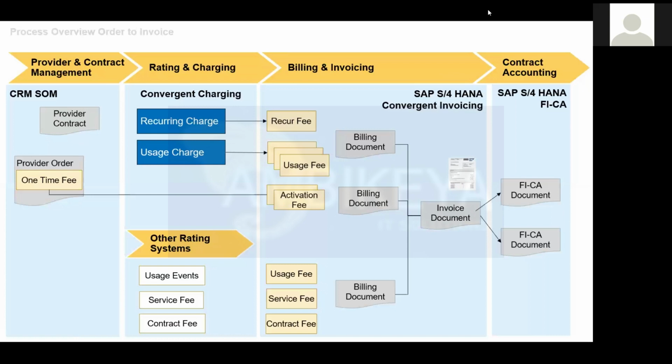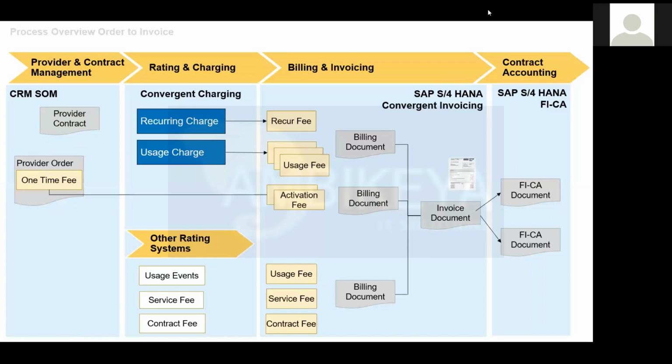For example, we start here with the CRM. It is a provider in contract management with a change to the S4SOM. It's now the subscription contract management, but the process is still the same. We start with a provider or subscription order, and we have the product in the provider order. The one-time fees are then normally directly sent to the convergent invoicing. We have, for example, activation fees that are sent directly from the subscription order or provider order to the billing and invoicing.